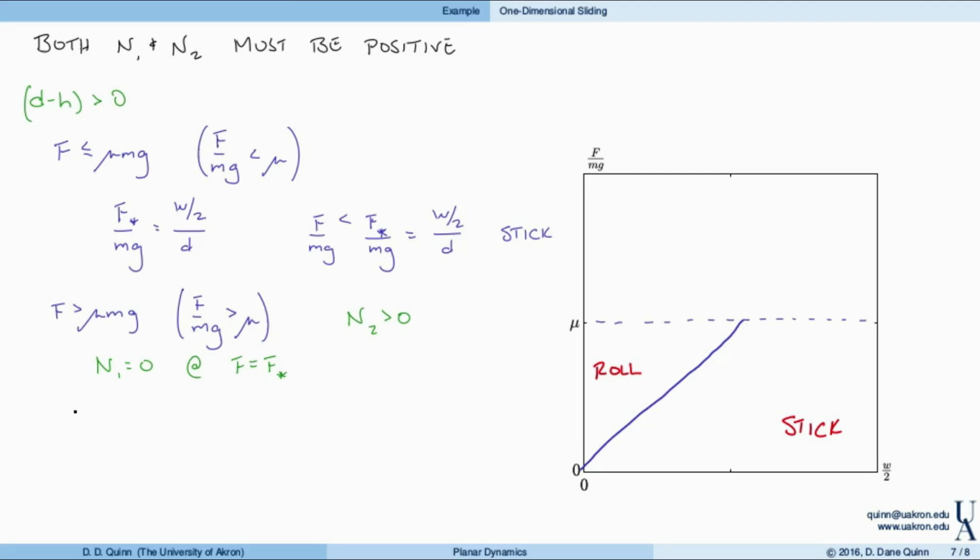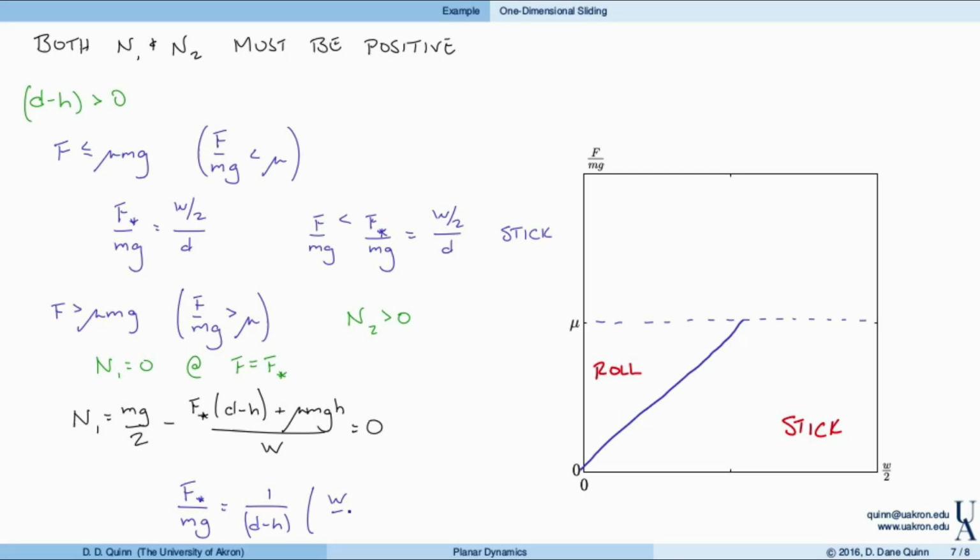That critical value is given by our equation for the normal load. N1 equals mg over 2 minus F star times (d minus h) plus mu mgh over w equals 0. Solving this equation for F star, we can actually solve for F star over mg, which is equal to 1 divided by (d minus h), there's that quantity again, times (w over 2 minus mu times h).